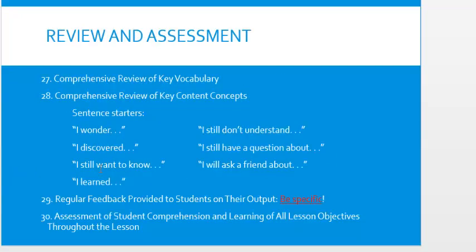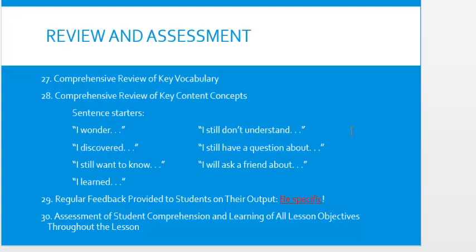And then review and assessment. So in your closure, we want to think about having a comprehensive review of the vocabulary and how it was used during class, and a review of the key concepts. I listed some, and I would encourage you to write these down and keep them for student teaching as well. This is a good little closure for you, giving them sentence starters to write on a ticket for their ticket out of class. So you could either give them a different one each day.